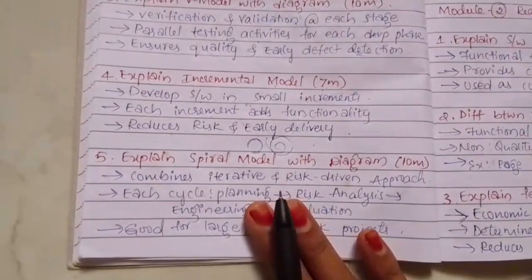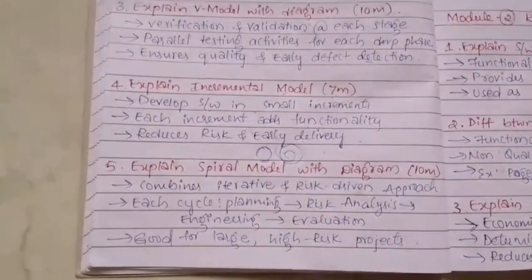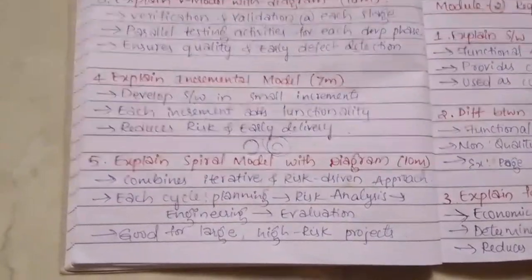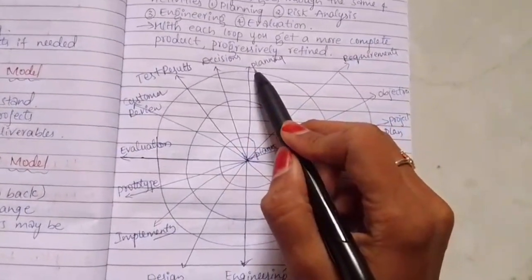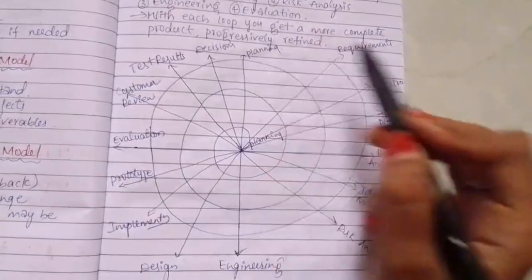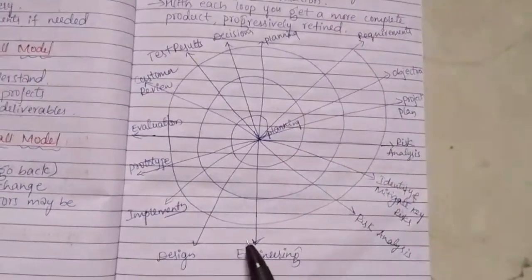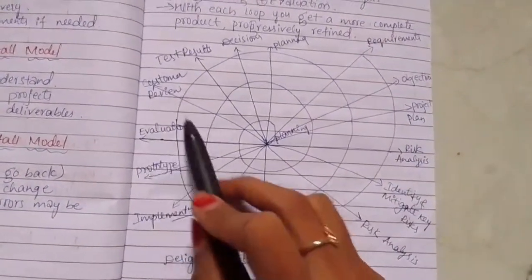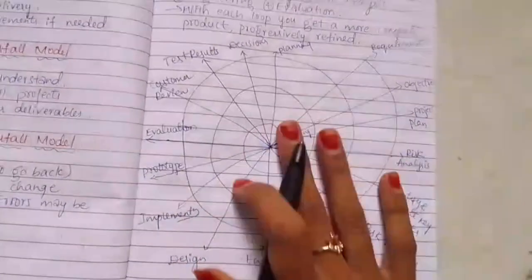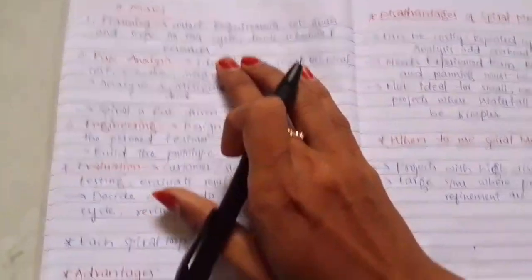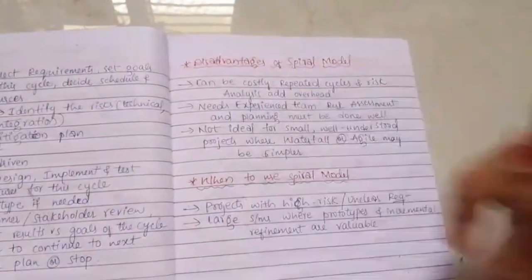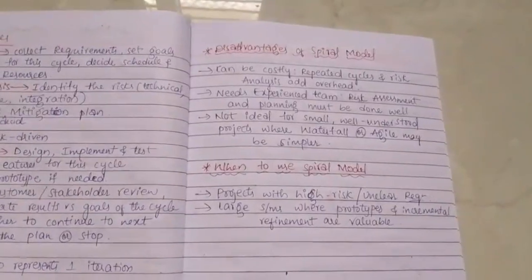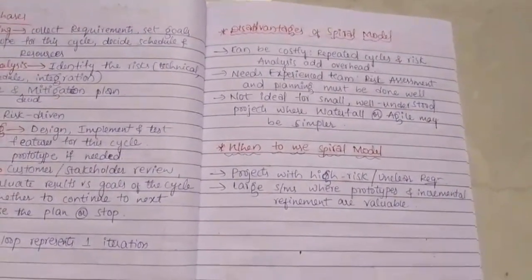This is all about the spiral model. I have explained this one also. Let me show you. This is the spiral model diagram. We have 4 phases here. The first one is planning, then risk analysis, engineering and evaluation. These are the 4 phases that you have to explain step by step: planning, risk analysis, engineering and evaluation. With advantages and disadvantages, I have explained in detail. Check out that video.